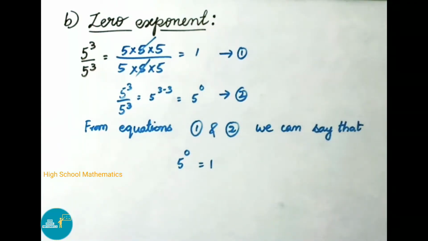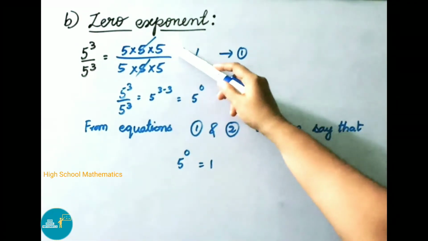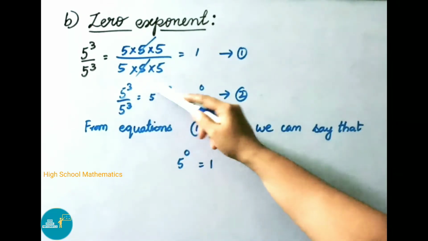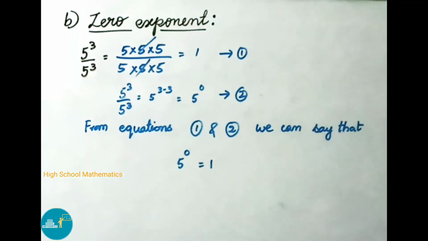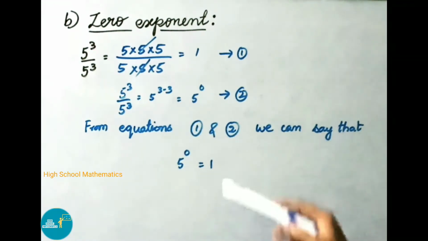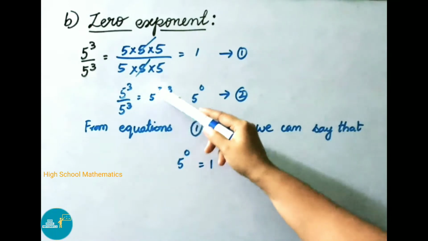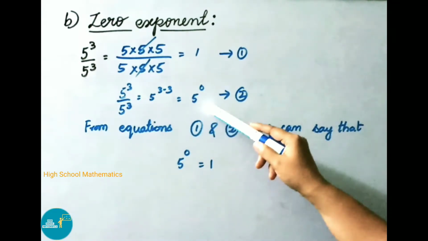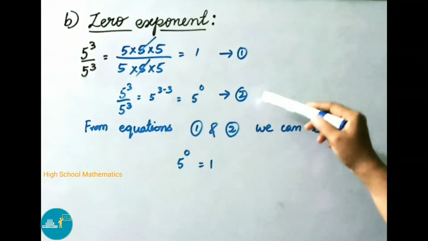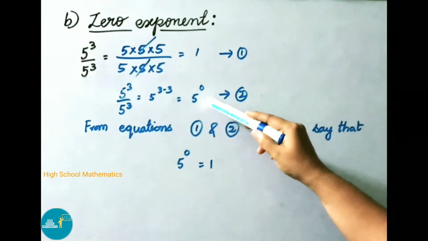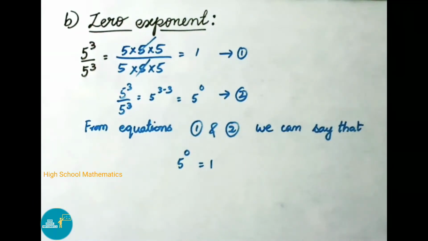That equals 5 power 3 means 5 must be multiplied 3 times, divided by again 5 power 3 means 5 multiplied 3 times. Numerator and denominator when cancelled, we get 1. So let us take this as the first equation. Now 5 power 3 by 5 power 3 equals, by the a power m minus n formula, 5 power 3 minus 3, that equals 5 power 0. Let us take this as the second equation. Now from equations 1 and 2 we can say that 5 power 0 is equal to 1.